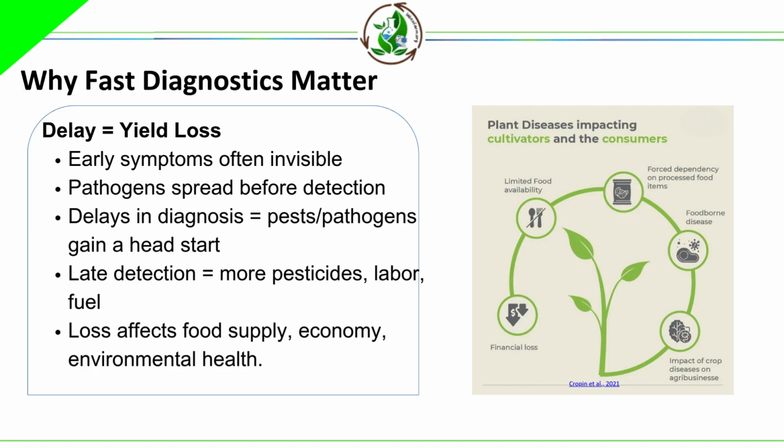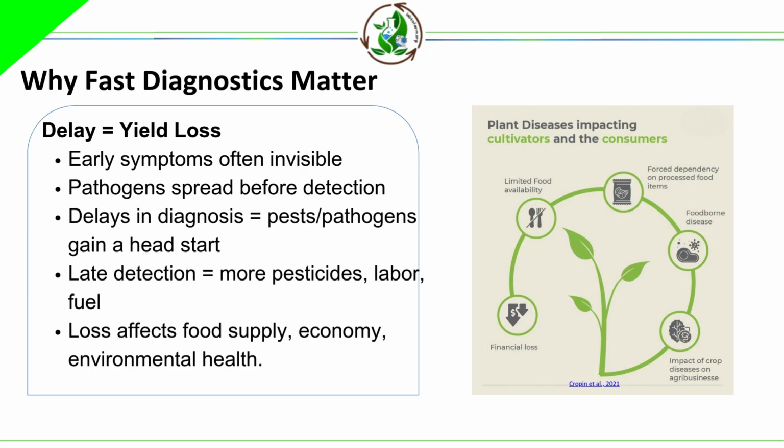You may be forced to treat entire blocks with more aggressive measures. That means more pesticides, more labor, and more fuel. All of that adds up into higher costs for growers, greater environmental impact, and more chemical residue in the system. The ripple effects go further, affecting farmer income, food availability, and surrounding ecosystems.